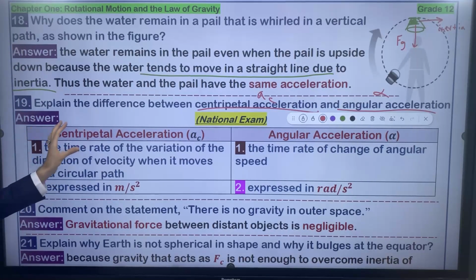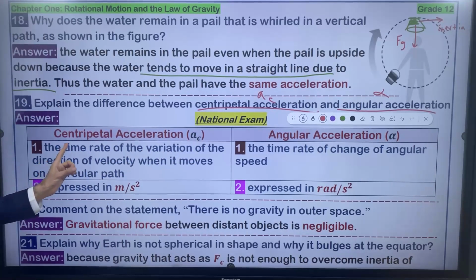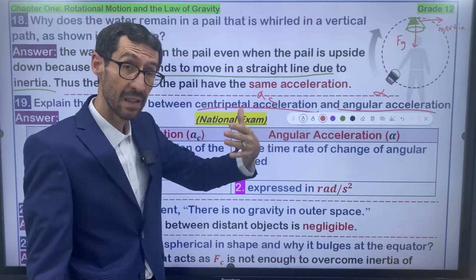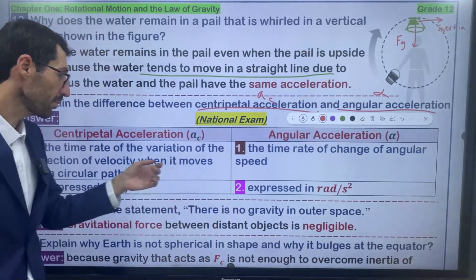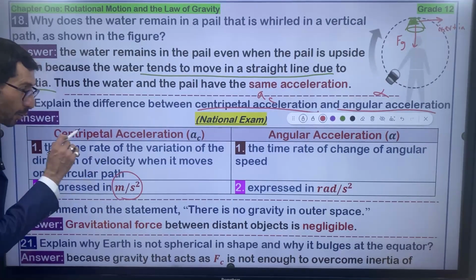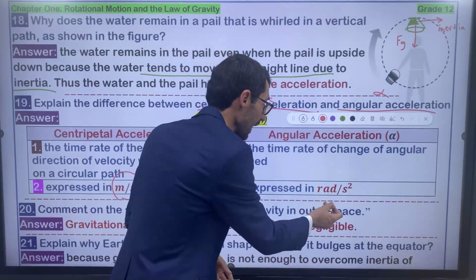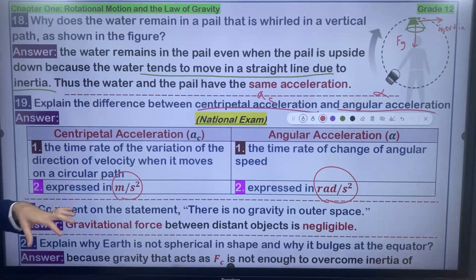The first one, for centripetal acceleration, or AC, is the time rate of the variation of the direction of velocity when it moves on a circular path. Just write the definition of centripetal acceleration. About the angular acceleration, write the definition as well: the time rate of change of angular speed. The second difference, just write the unit of either. The unit of centripetal acceleration is meter per second squared. What do you say about the unit of angular acceleration, or alpha? It's rad per second squared. And this is one of the questions of the national exam.